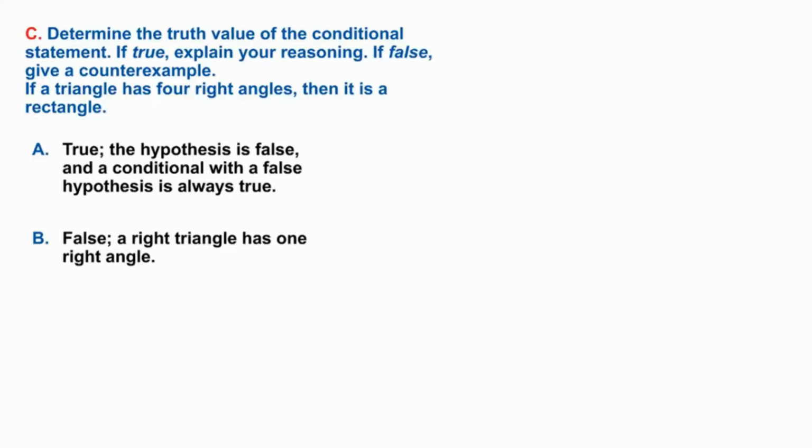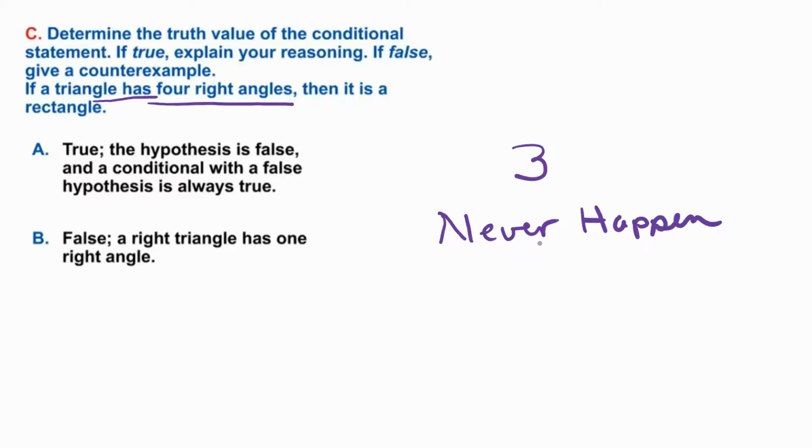If a triangle has 4 right angles, then it is a rectangle. Well, here's our hypothesis. A triangle has 4 right angles. First of all, how many angles does a triangle have? It has 3. At most, it can only have 1 right angle. So this can never happen. The hypothesis can never happen, so it's true.